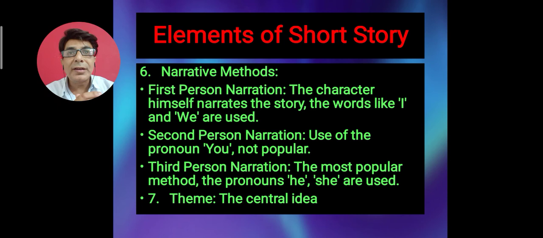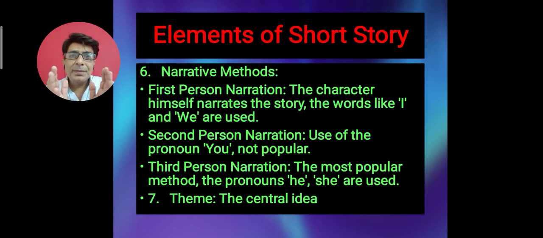Okay, and he uses the pronouns like I and we. So this is the first person narration. Second person narration, which is not so popular among readers and writers, is the one in which the pronoun you is mostly used, but it is not advisable and it is not so popular in literature. But the third person narration, which is the most popular method, is the method in which the author himself tells us the story. Okay, and the author uses the pronouns like he, she, it, and all.